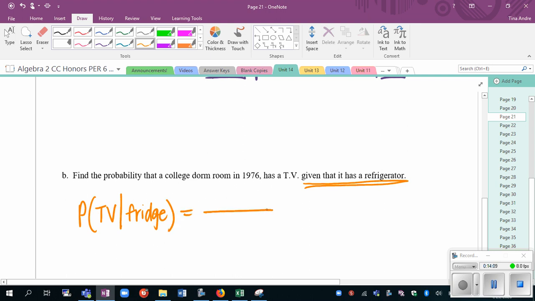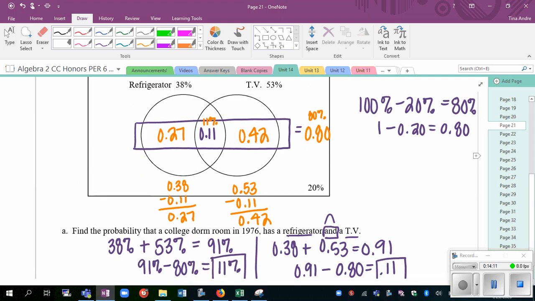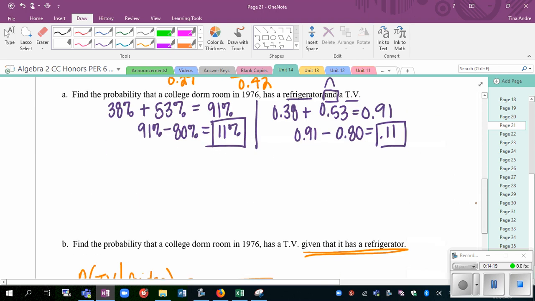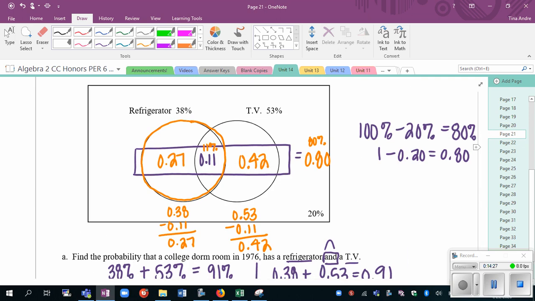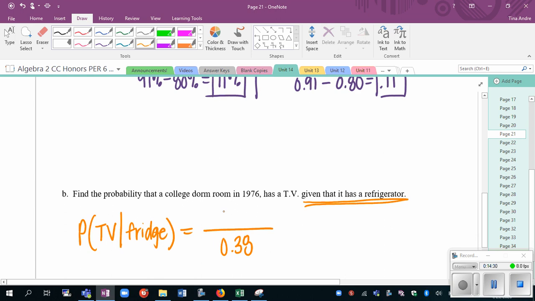So out of all the people that have a refrigerator, so given that the person has a refrigerator, now I'm looking at just this circle. So out of all those people, so out of 0.38, how many of those also have a TV? Well, that's going to be that 0.11. And then we can just reduce this down to a fraction. You could really leave it like that, but it just looks weird to have a decimal inside of a fraction. So I'm just going to simplify my fraction so that I get rid of the decimal inside of it.